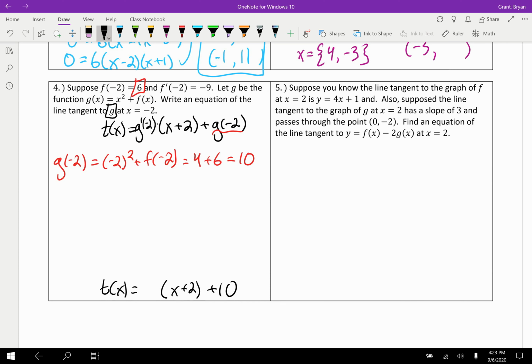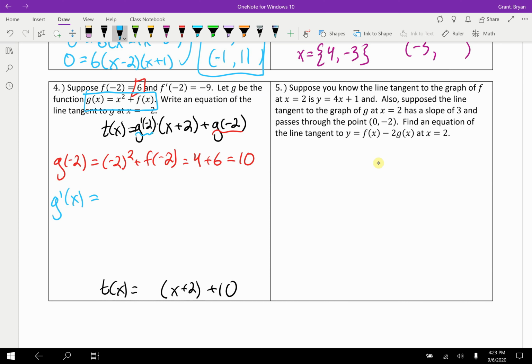Cool. What about our g prime of negative 2? Well, before we actually evaluate g prime at negative 2, we probably need to find the equation for g prime of x. Okay? Our equation for g prime of x is the derivative of this.